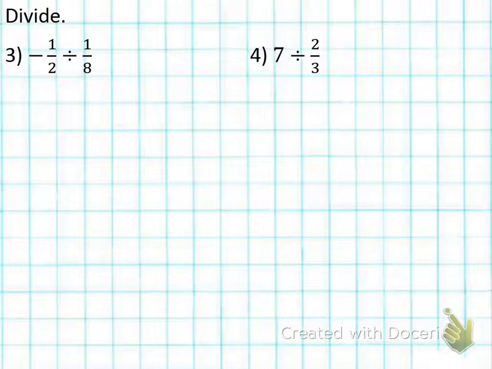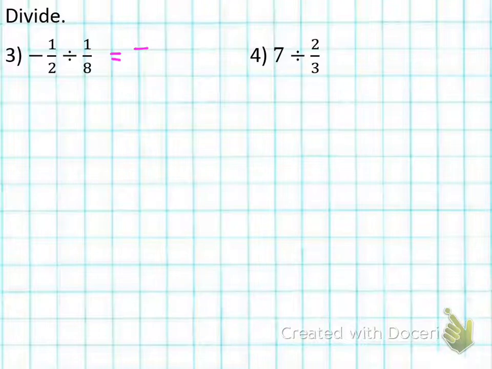Negative 1/2 divided by 1/8. Let's do this one together. So let's just talk about the answer. We have negative divided by positive. So what's my answer supposed to be? Negative. We know our answer is supposed to be negative. So let's just put that on the answer just over there. Okay, first step, turn to your neighbor. What do you think you're supposed to do next?